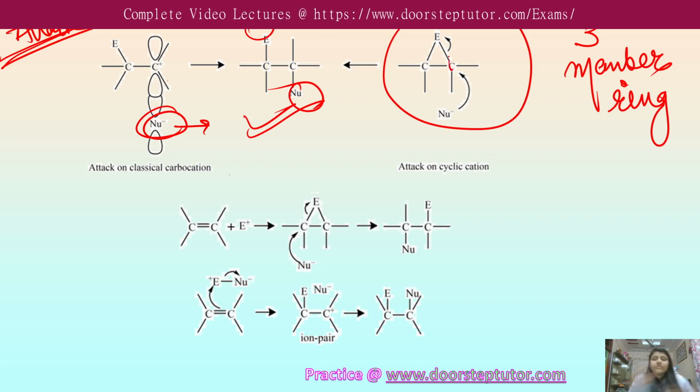This nucleophile attacks on this carbocation which is classical, because it is present in a three-membered ring. There is a difference between classical and non-classical; non-classical is another class of carbocation. At this point of time, just understand this is a classical carbocation and the nucleophile is attacking in this way, and there is a ring opening reaction.